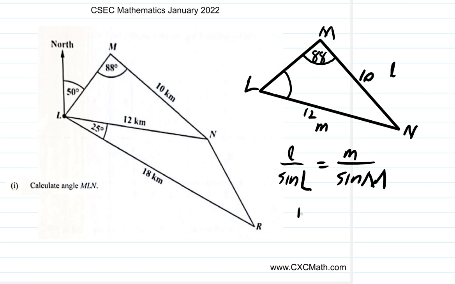So here now, 10 over the sine of L. Remember, that's the angle you want to find, MLN, equals m, which is 12 kilometers, divided by the sine of angle M, which is 88. Now, if you weren't able to figure it out before, you can pause the video, go ahead and finish off this calculation for me. Okay, you're finished.